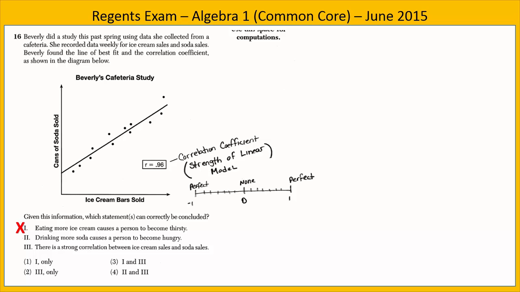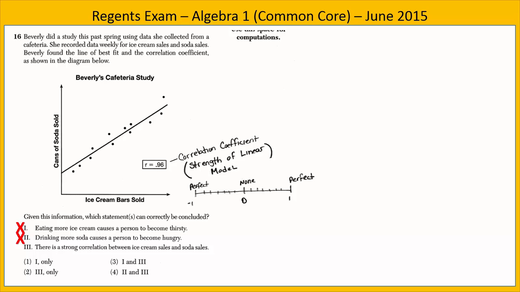Option 2, drinking more soda causes a person to become hungry. Again, there does seem to be a correlation where as you sell more ice cream, you also sell more cans of soda. But once again, the word that causes the problem is the word causes. We can't determine a cause and effect relationship. We only know that there's a correlation. And so choice 2 is out.